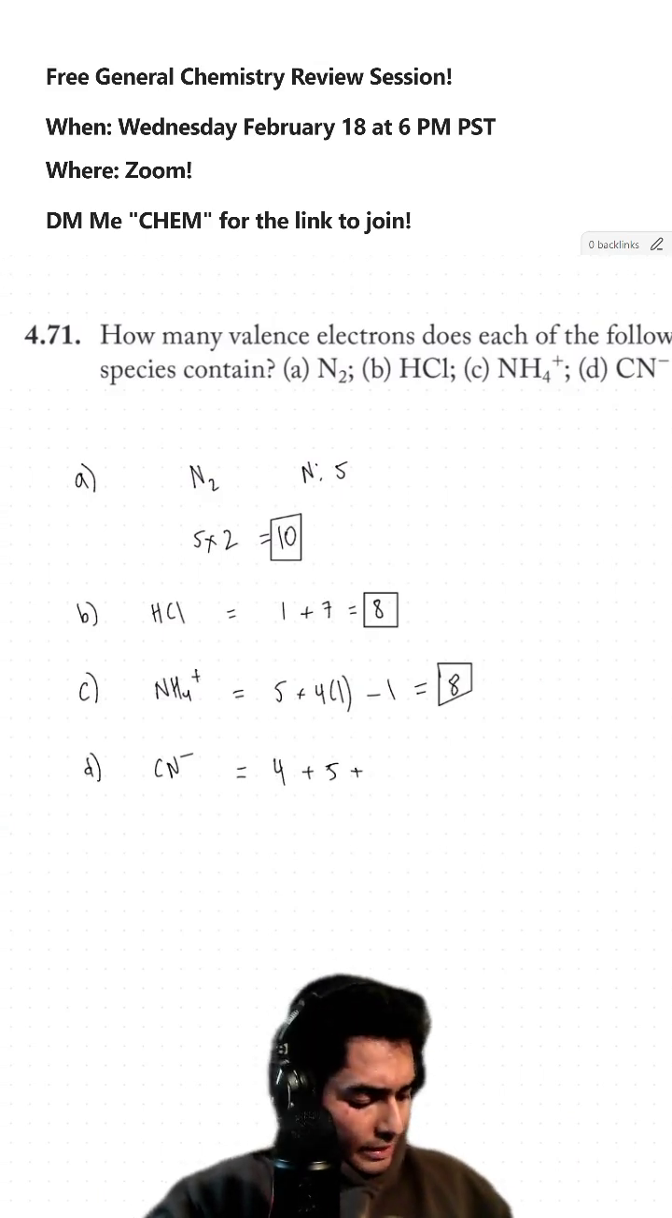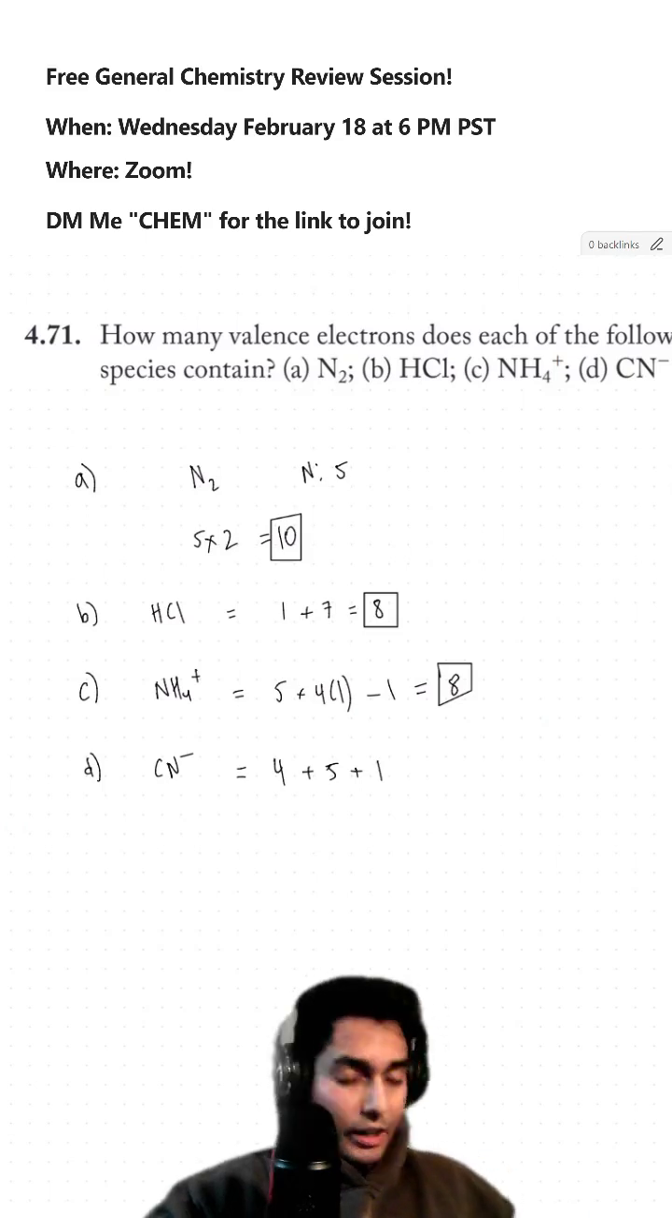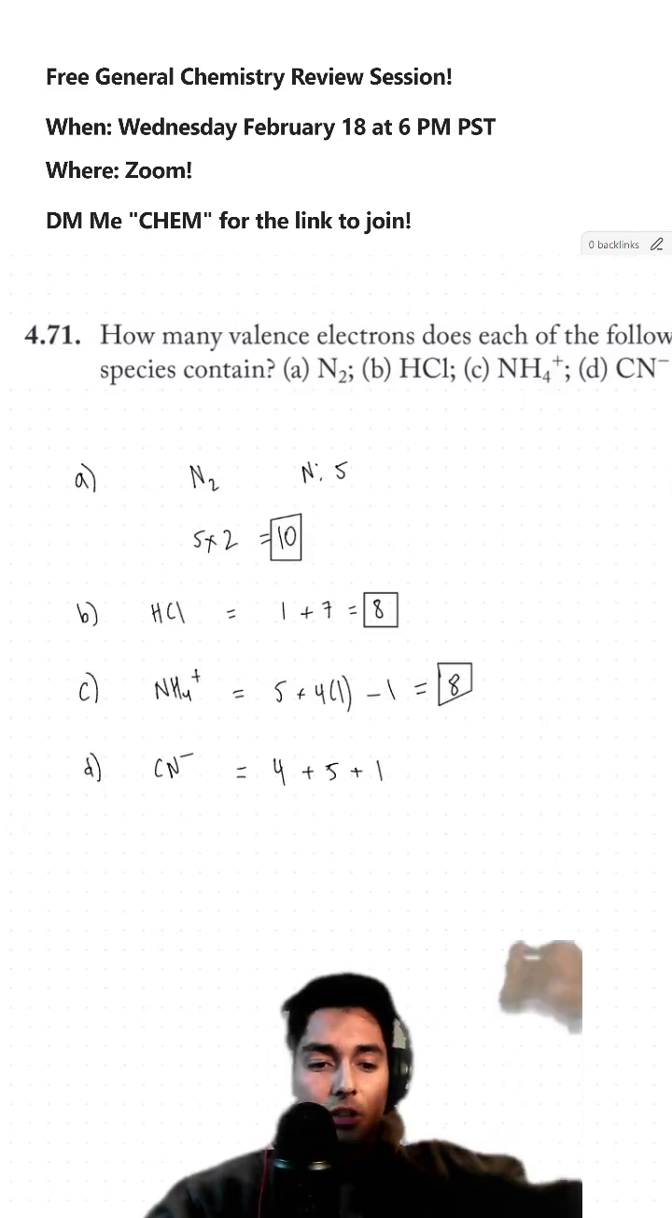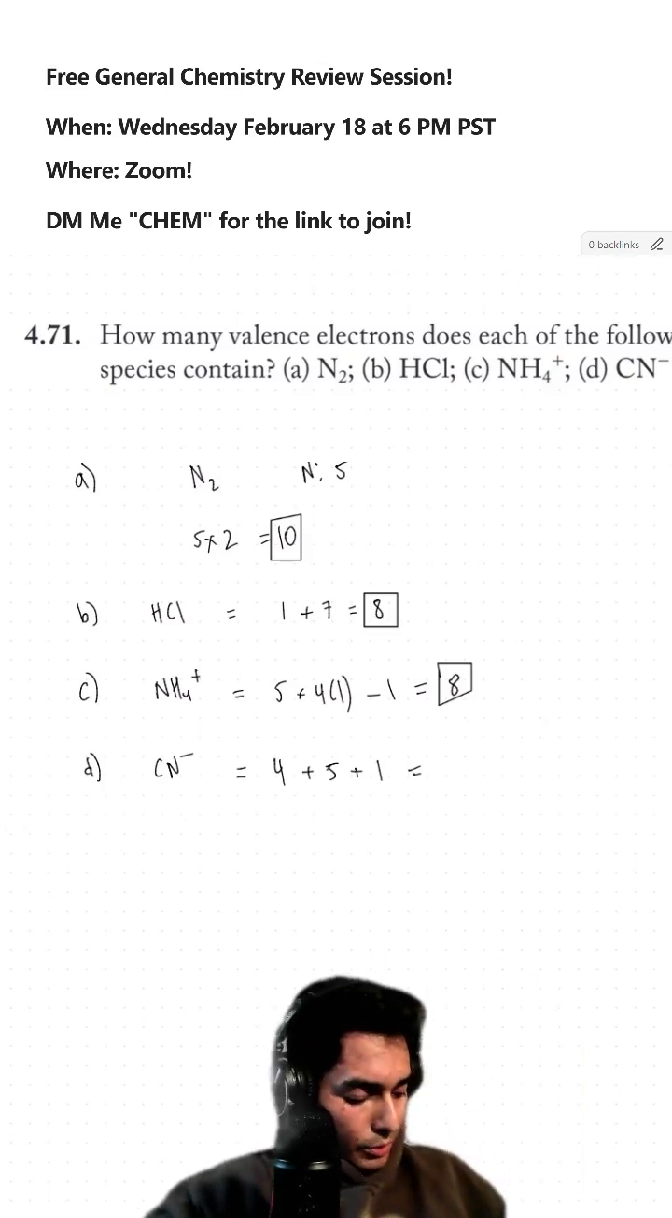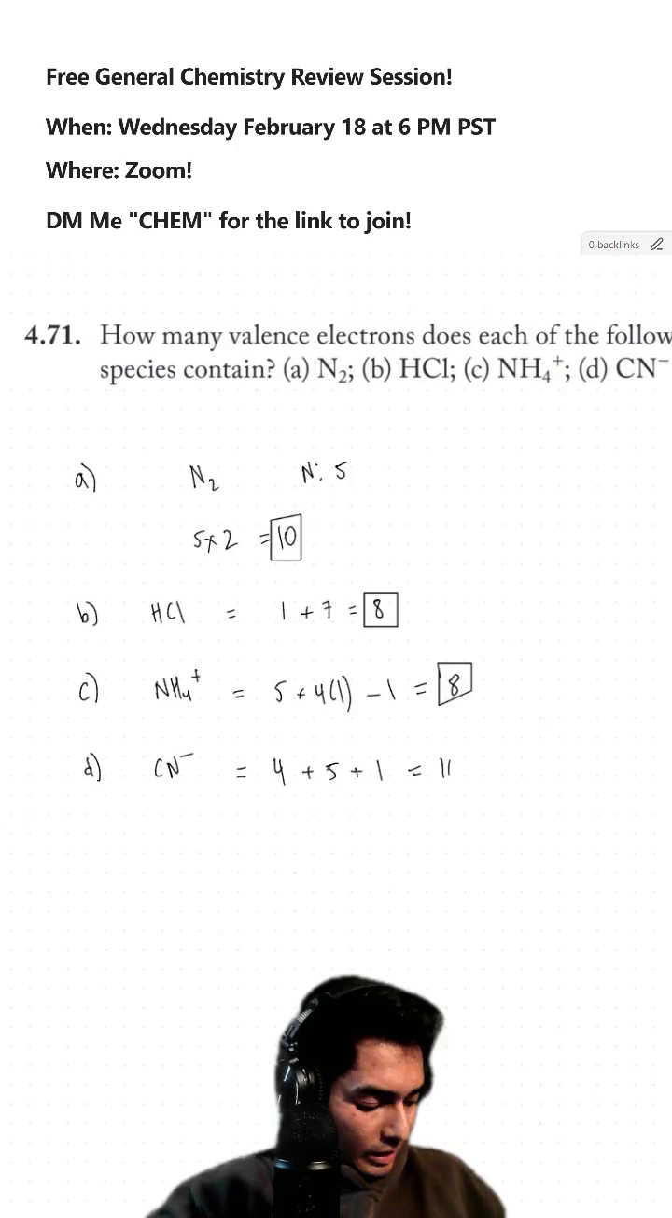So I'm going to give 1 electron because I have to give 1 extra electron. So that's 4 plus 1 is 5, plus 5 is 10.